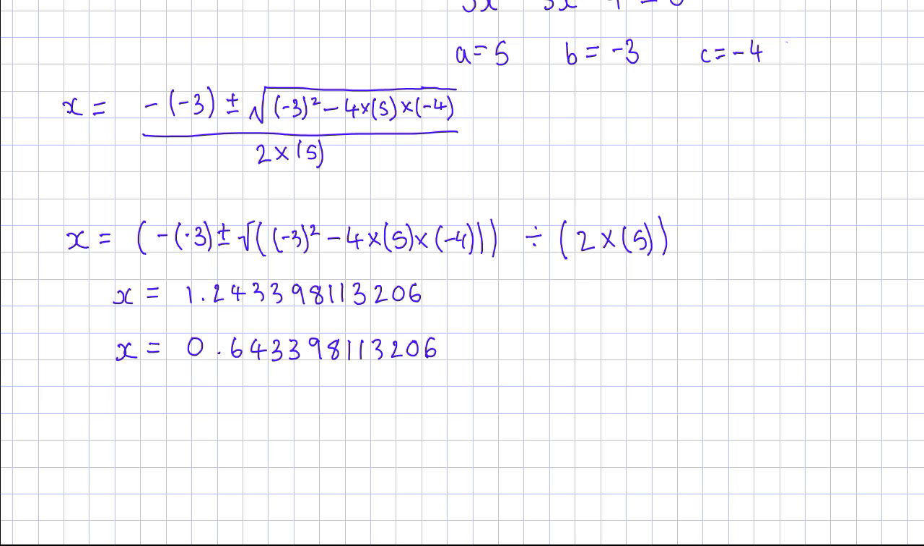So this top one to 2 decimal places is going to be 1.24, and the second one to 2 decimal places is going to be, sorry, this was a minus 0.643, so minus 0.64. So those are my 2 solutions.